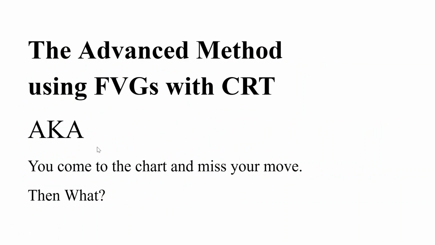Now, this is the advanced method for using fair value gaps with the candle range theory. Okay, this is for if you have your daily bias and your daily bias is right, can you still trade? Basically, you've missed the high of the day or low of the day. But this is the main catch with this. For these fair value gaps that we're looking for, they all need to be the same color because they're going to show the most momentum.